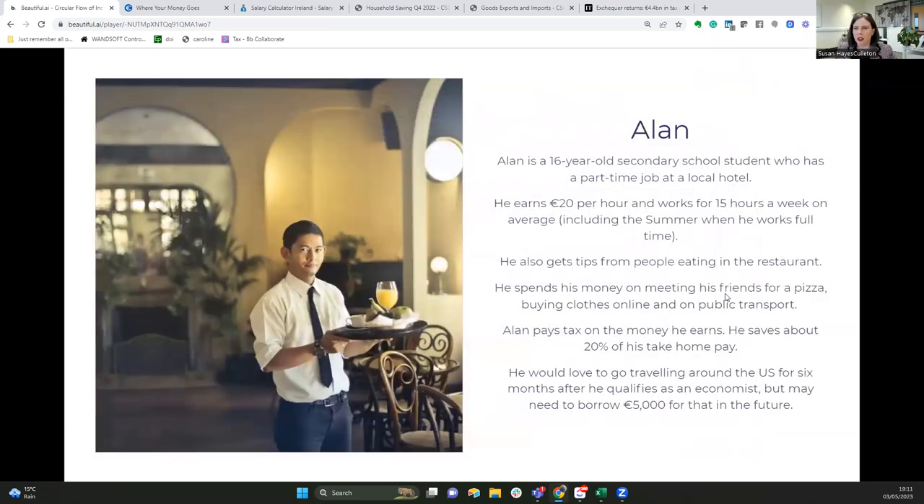Alan spends his money on meeting his friends for pizza. Now, if he's going to meet his friends for pizza, let's think about that. So what are the four factors of production that are actually provided by the pizzeria? Well, first of all, the place that he goes, he physically goes to meet them in a pizzeria. So that is land that needs to be used and is created with a view to letting people like Alan come in, spend his money and buy a pizza.